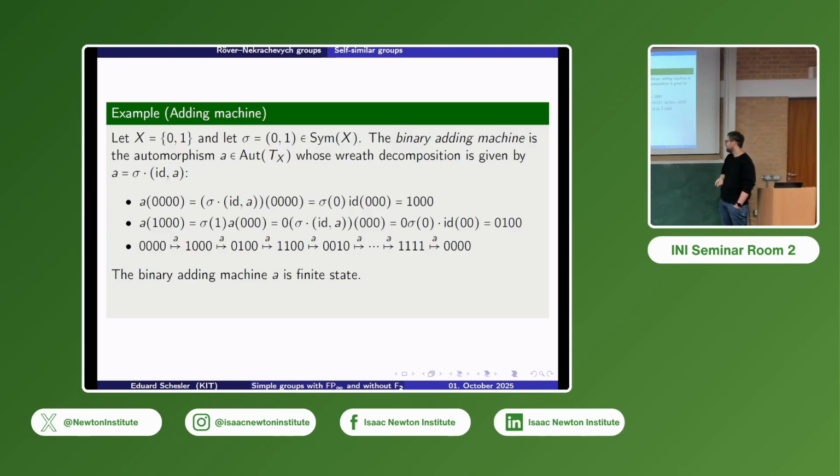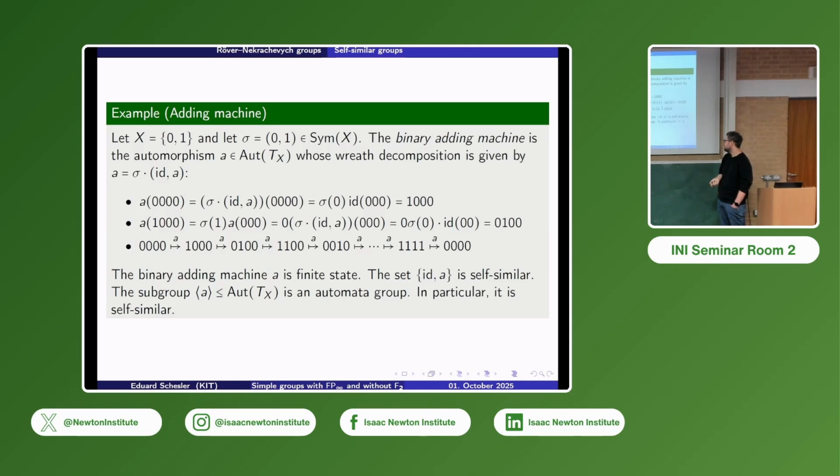It's binary adding. It is obviously finite state, since all of the states of A will be either identity or A. The generating set, the set identity and A, is self-similar. So the subgroup generated by the set is an automata group. And in particular, it is self-similar.